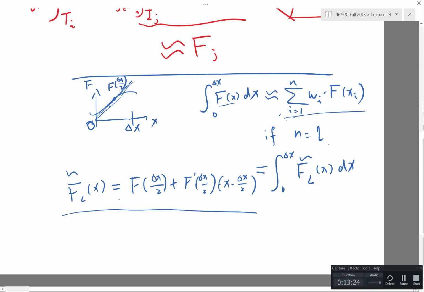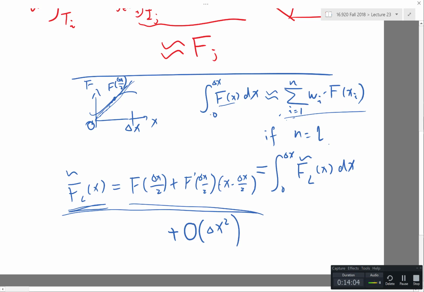What's the difference between this original function and this linear approximation? If I add a plus O(delta x), what's the power of this delta x? It's going to be square, right? Because the next term is a square term. So this tells us that if we want a second order approximation to a function locally, we just need a linear approximation.